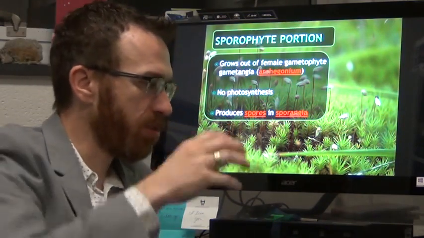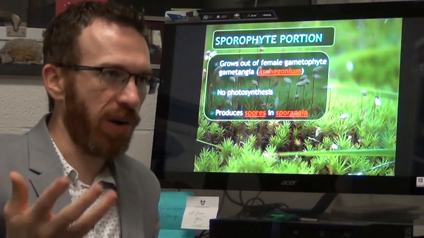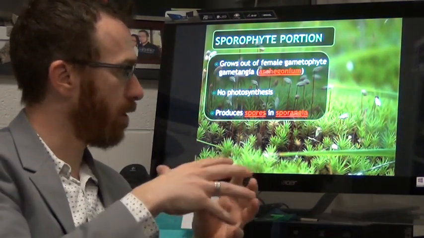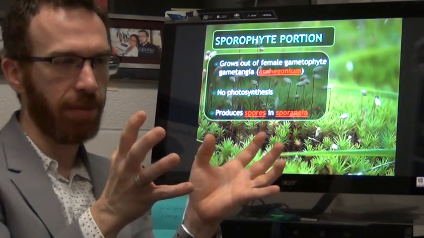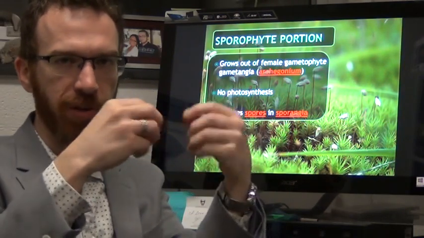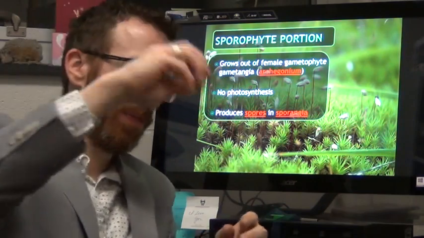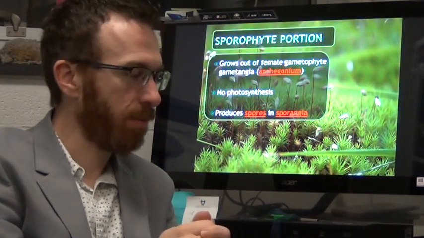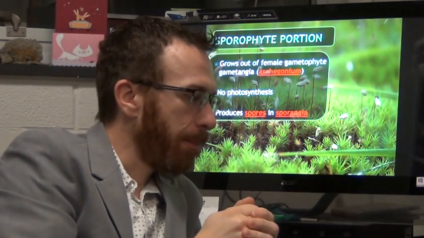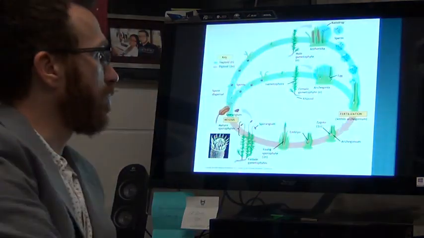Okay, so the spores fly away during dry weather. Basically, that capsule up top, the sporangia, cracks open, and then those spores get released. They fly away, they land, and produce a new gametophyte. And that's the life cycle. Okay, so that's the whole life cycle.